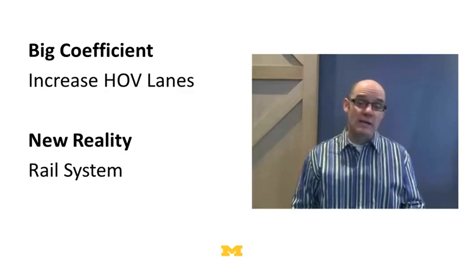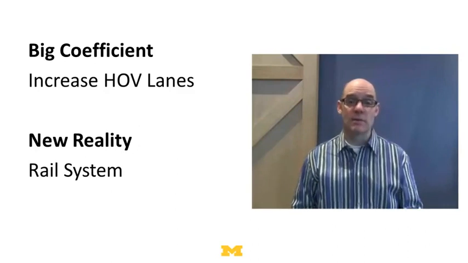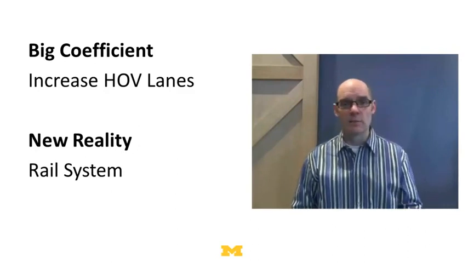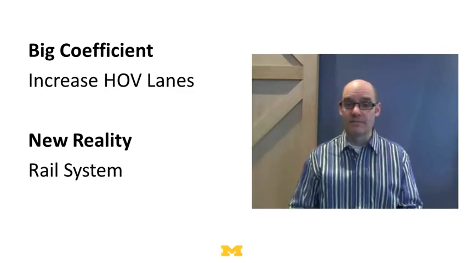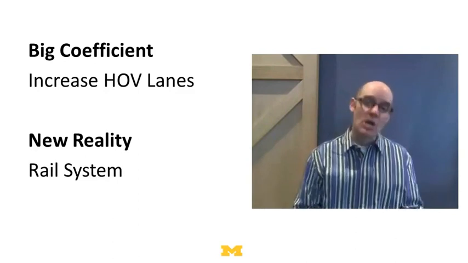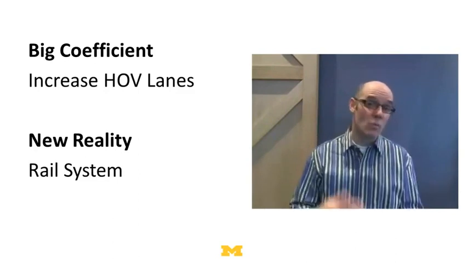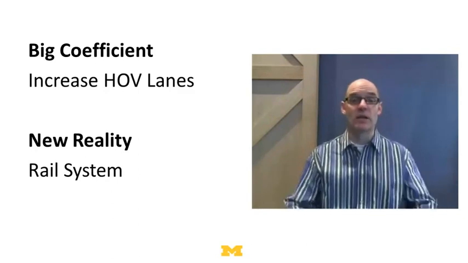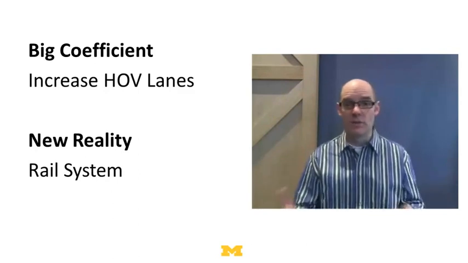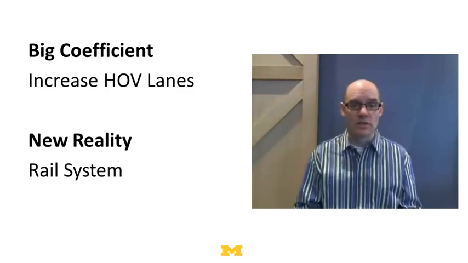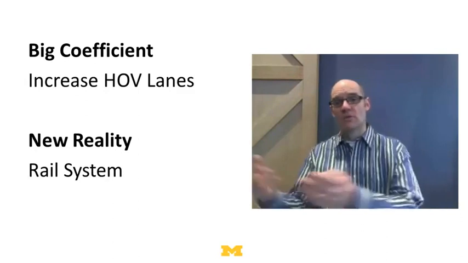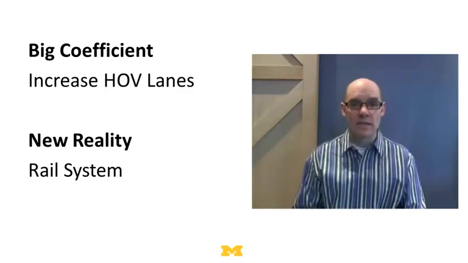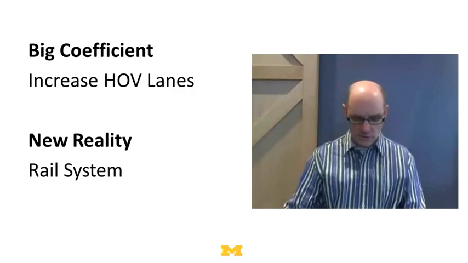Let's look at traffic. Big coefficient thinking might be increase the number of high occupancy vehicle lanes, the number of lanes where you can have 2 or 3 cars. Again, makes total sense. New reality thinking, though, would be, why not a rail system? The United States doesn't have much of a rail system. Why not create a huge rail system either within a few cities on the East Coast or the West Coast and try and move some of that traffic off the highways? Again, new reality versus big coefficient.